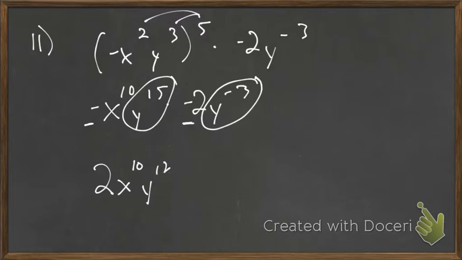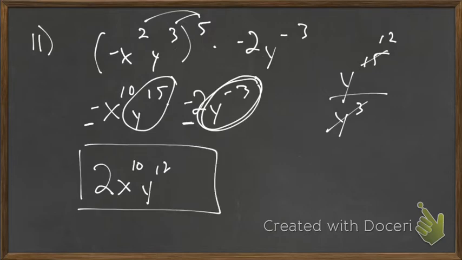Okay. So the other way to think of it is this y to the negative 3 goes to the denominator, right? So 3 of these cancel 3 of these. That's another way to think about how we got that 12 there for the answer. Moving on to number 12.